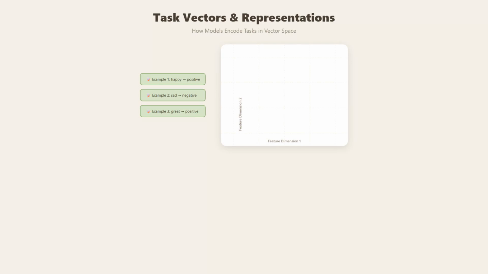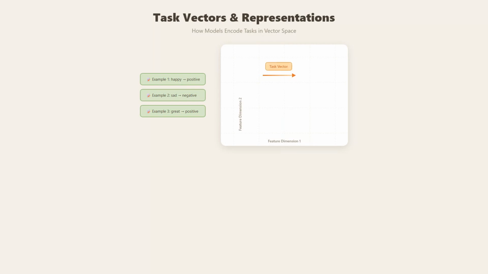Imagine a high-dimensional representation space. Each example gets embedded as a point in this space. As the model processes multiple examples of the same task, these points cluster together. From this cluster, a task vector emerges.